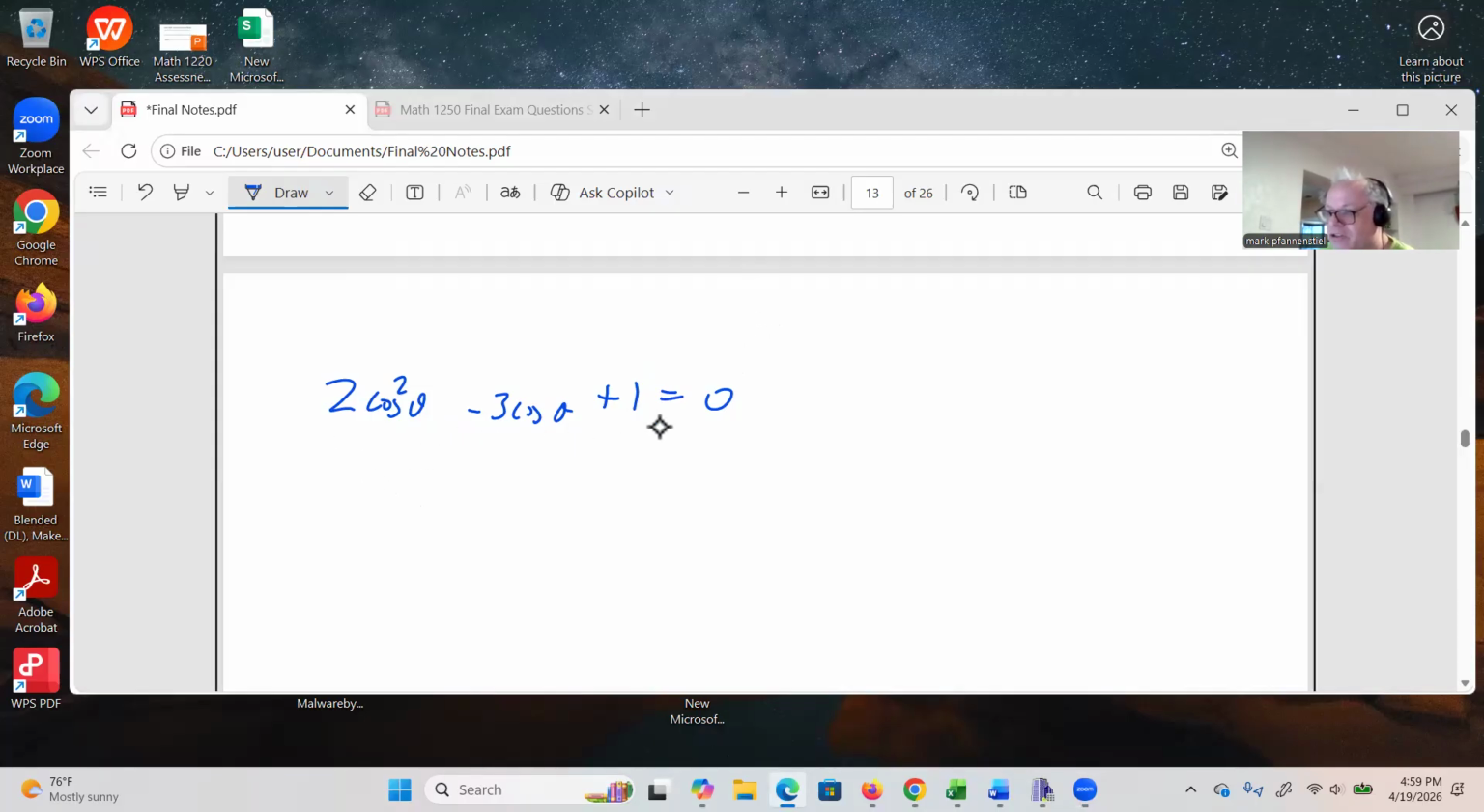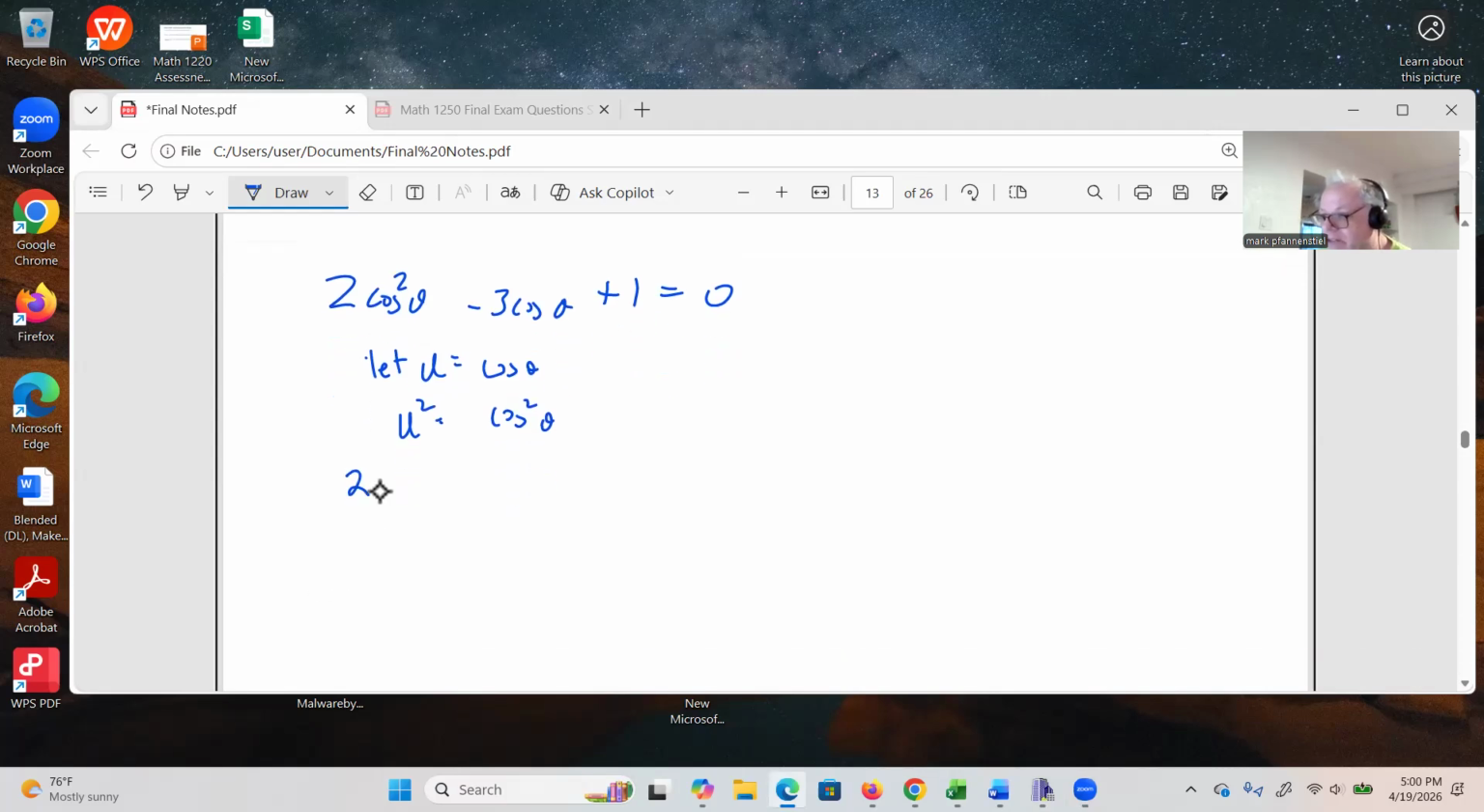So first thing we got to do is recognize, oh, this is some kind of a quadratic. Some of my students like to say, let u equal cosine theta. That means u squared would equal cosine squared theta, and they would solve the problem this way first. So they'll say 2u squared minus 3u plus 1 equals 0, and we have to factor this.